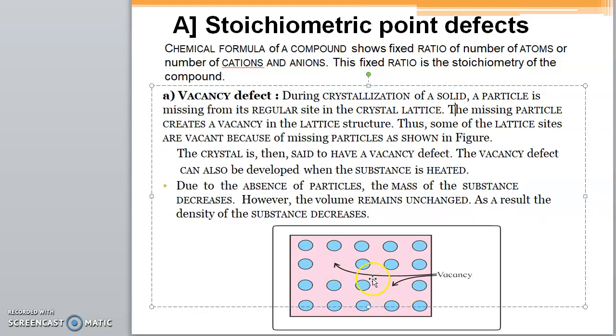So the defect is caused because of the vacancy. That's why this defect is called a vacancy defect. The crystal is then said to have a vacancy defect. The vacancy defect is caused mainly if the substance is heated. So due to the absence of particles, the mass of the substance decreases, isn't it? Undoubtedly. If there is absence of particles, automatically the mass of the substance will decrease, but the entire volume remains unchanged.